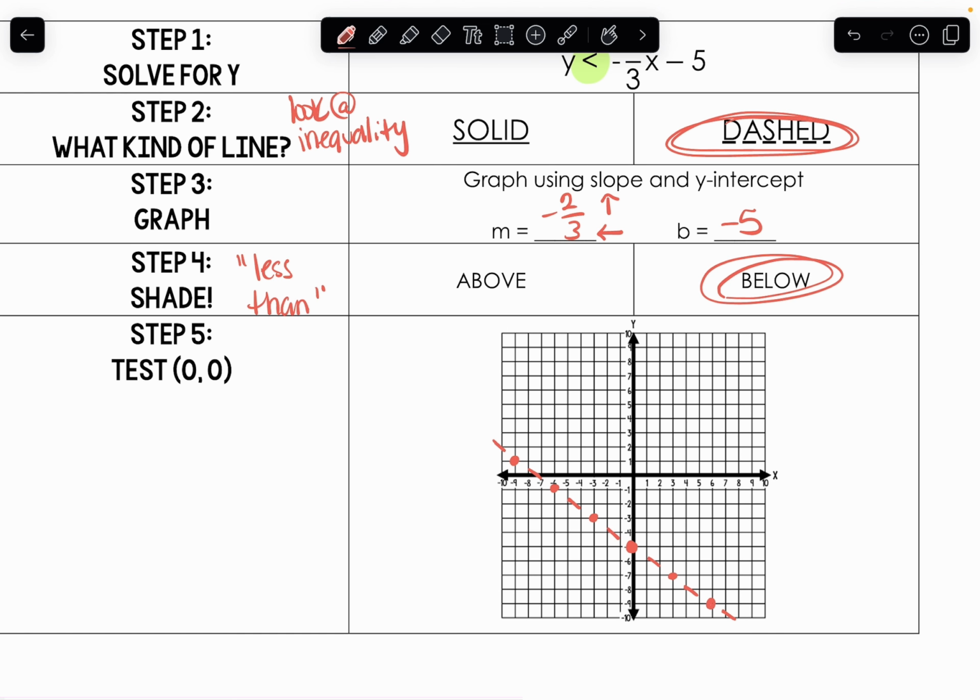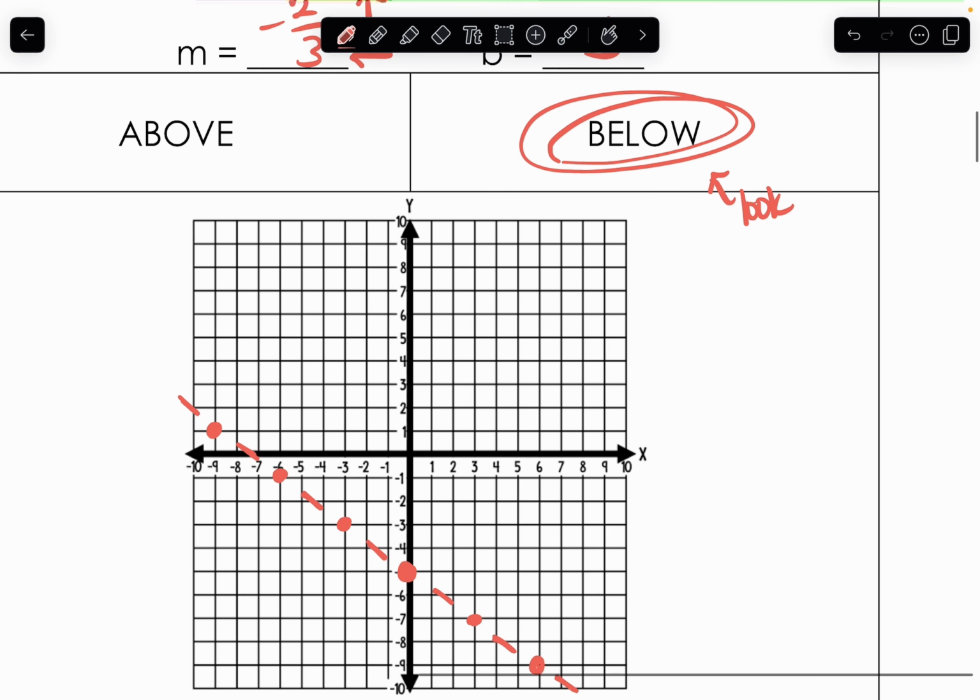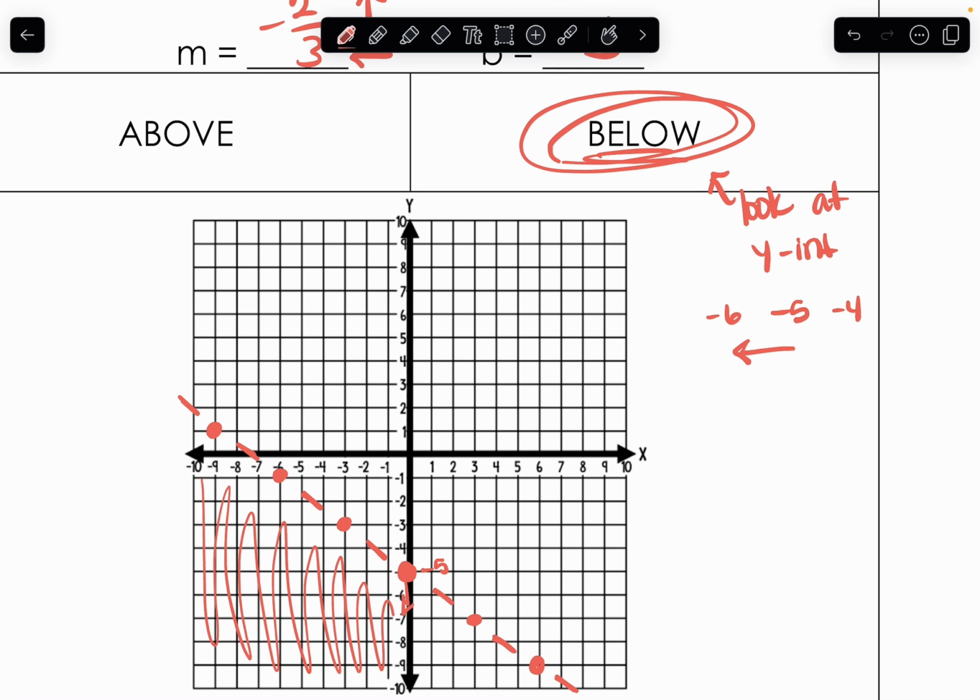To know what side to shade, look at the y-intercept. My y-intercept right now is -5. So what number would be below -5? Below -5 would be -6. So you would end up shading everything under here, under the line.